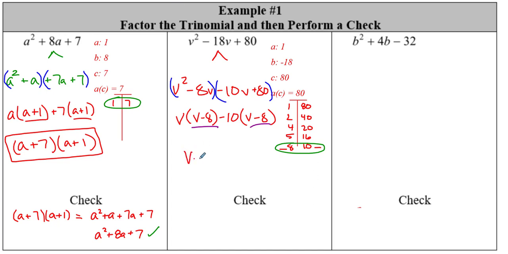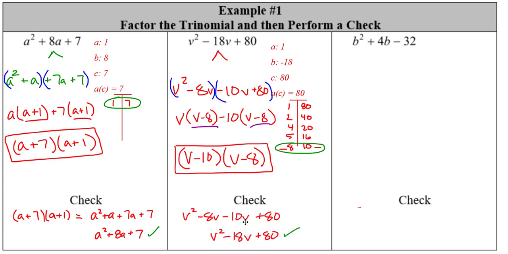Alright, so let's go ahead and combine these. V minus 10, and then we also have v minus 8. So we are good to go. And let's go ahead and do the check. It's always good if you pause and try the check first. I'm just going to pop this bad boy out of here. Boom. Looks like we are good.